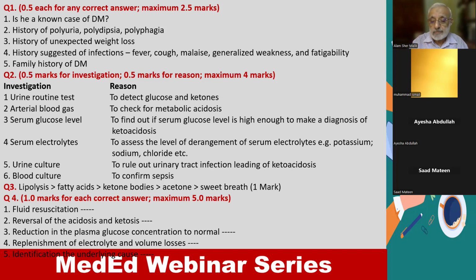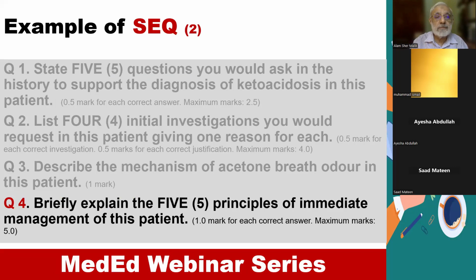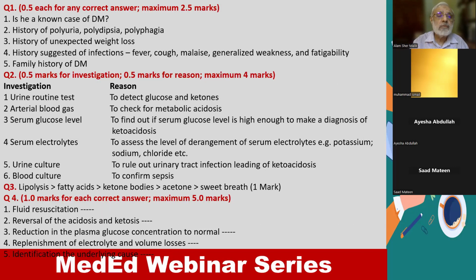So when we prepare this kind of short essay question, we have to prepare this kind of model answer, so that examiners can mark those papers following these guidelines. And because every person who is marking this paper is using these guidelines, we can cover the element of subjectivity quite adequately in such questions.